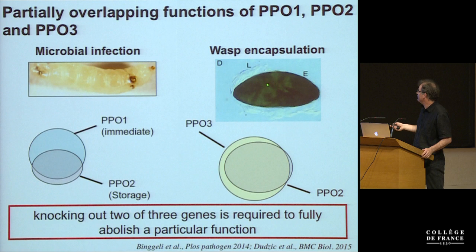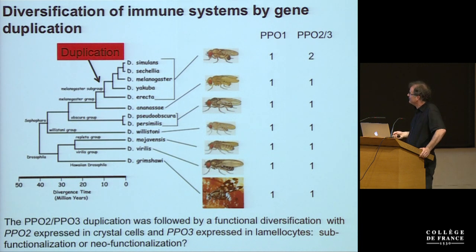Interestingly, again, with wasp infection, we observe that it is PPO2 and PPO3 which are important. Only when you mutate the two do you find no blackening of the capsule. PPO1 has no role. So this shows you a kind of diversification and adaptation of those three genes to different functions. But now you can look at evolution, and there are lots of evolution studies in Drosophila, which has been, since Dobzhansky and others, a very good model for evolution.